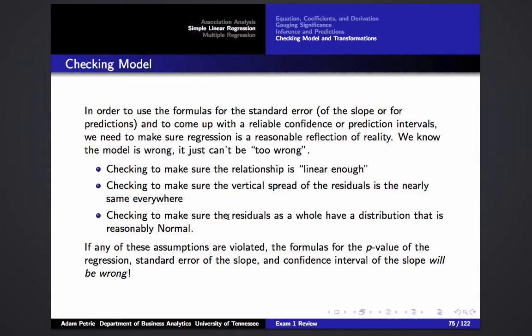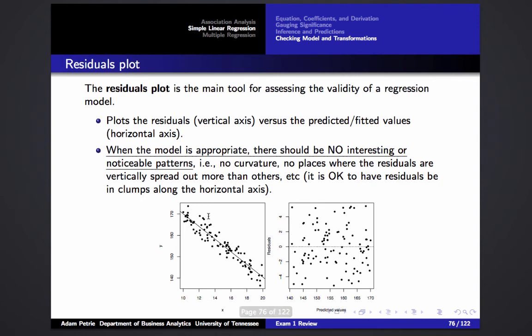And we need to make sure that the residuals as a whole, how much individuals are deviating from the regression line, have a distribution that's well described by a normal. All those intervals are incorrect if the model's not really a good reflection of reality, and we can't trust them. So our main tool is to look at the residuals plots.